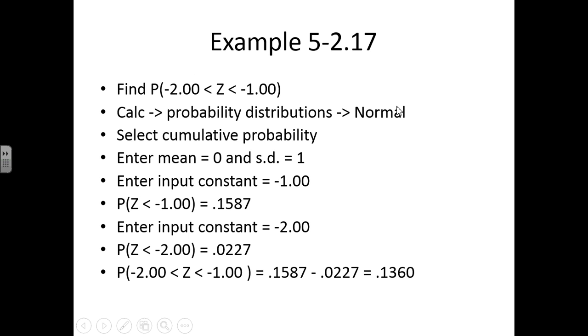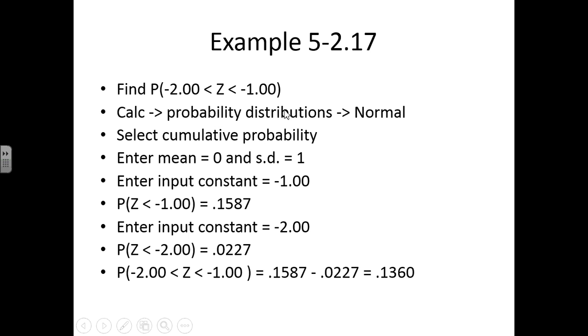We go to the same place, select cumulative probability, make sure the mean is 0 and the standard deviation is 1. I always enter in the larger value first, negative 1.00 under input constant. Then Minitab tells me the probability that z is less than negative 1.00 is 0.1587. Then I go back and do all this again.